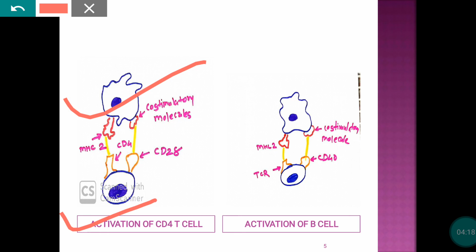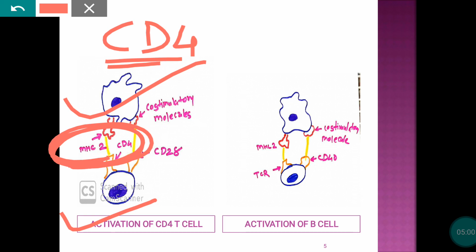Now CD4 T lymphocyte activation needs one important molecule, that is MHC2. The T lymphocyte can recognize the antigen presenting cell only if this MHC2 molecule is present. Suppose I give you an example. I am taking your lecture through YouTube, so I need an intermediate, and that intermediate is the internet. Through the internet, I can take your lecture. In this way, the CD4 T lymphocyte can recognize antigen over the antigen presenting cell only if the MHC2 molecule is present.